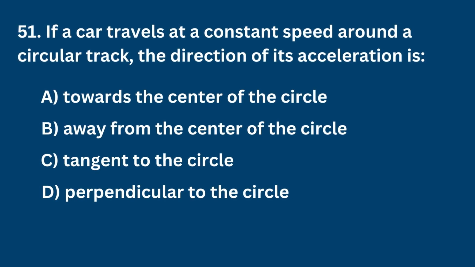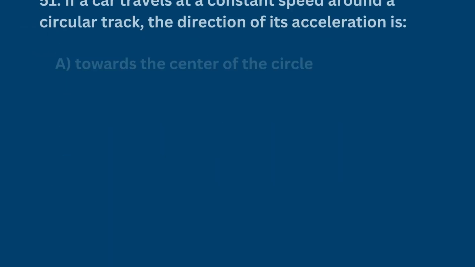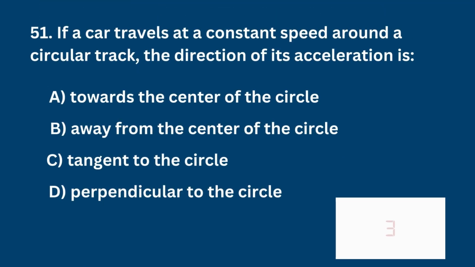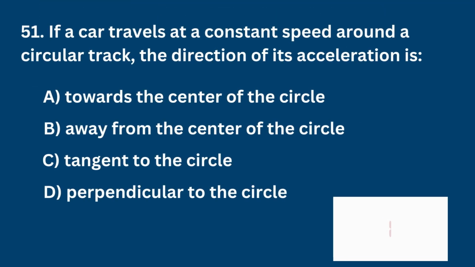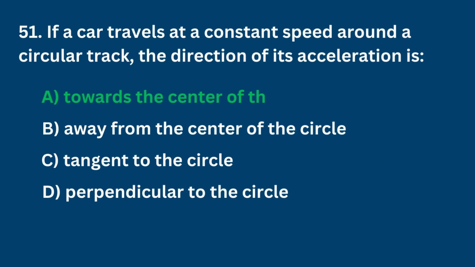If a car travels at a constant speed around a circular track, the direction of its acceleration is: A. Towards the center of the circle, B. Away from the center of the circle, C. Tangent to the circle, D. Perpendicular to the circle. Correct answer is A. Towards the center of the circle.